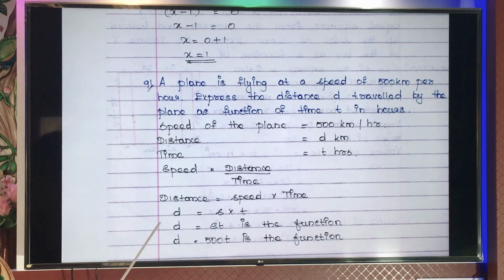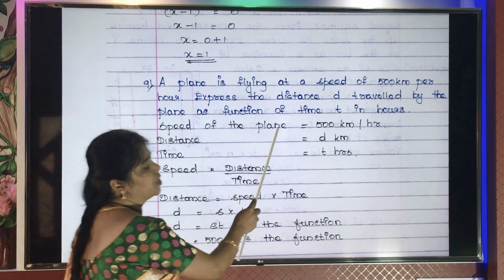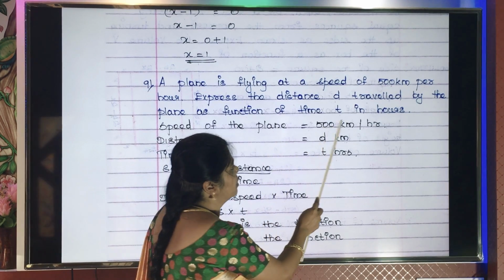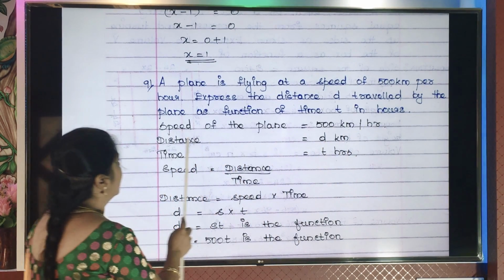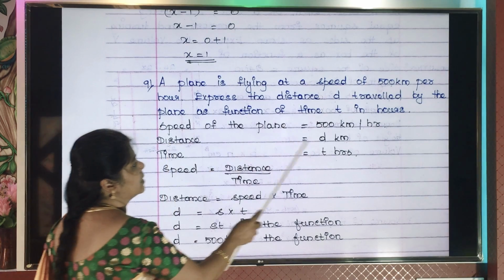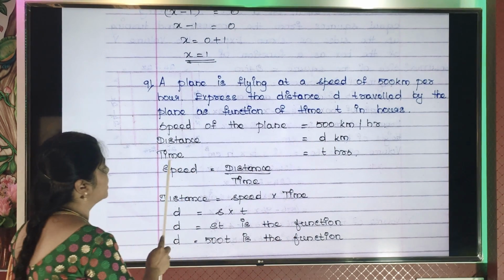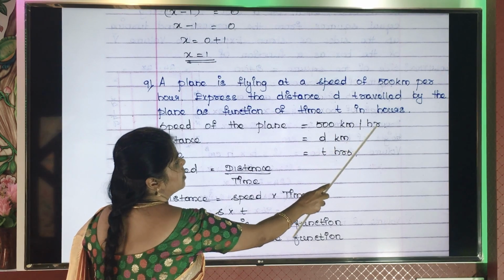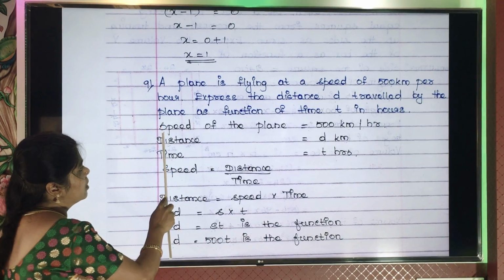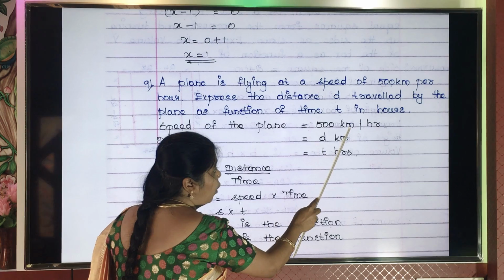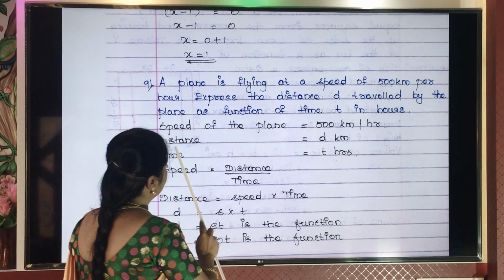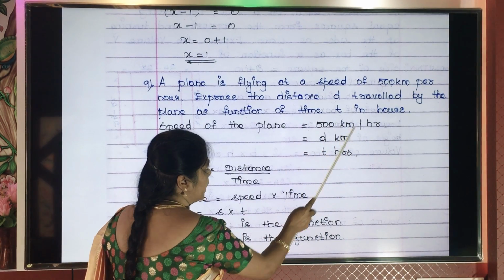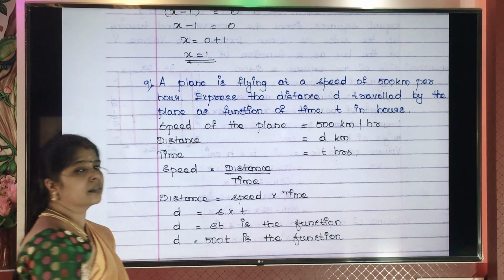Now let me answer. What is the speed of the plane, children? It is given as 500 km per hour. Now I am assuming the distance as d kilometer and time as t hours. Where did I get these units? It is from here, because they have told speed is equal to 500 km per hour. So the distance has to be in kilometer and time has to be in hours.